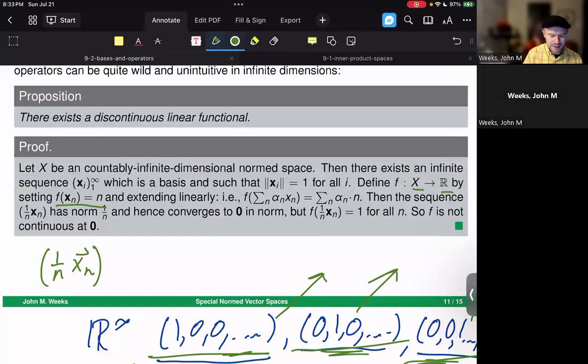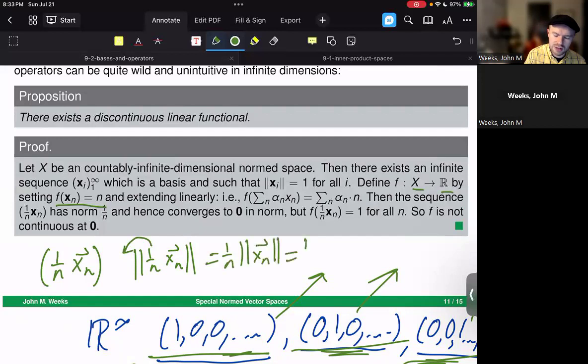So this sequence is a sequence of elements, and if I try to observe the norms of each of these elements, 1 over n times the vector x sub n, I can bring the 1 over n outside. I'm left with 1 over n times the norm of x sub n, which, since the norms of each of these elements were assumed to be 1, is just equal to 1 over n. Notice then that this in norm is going to converge toward 0, the 0 vector that is.